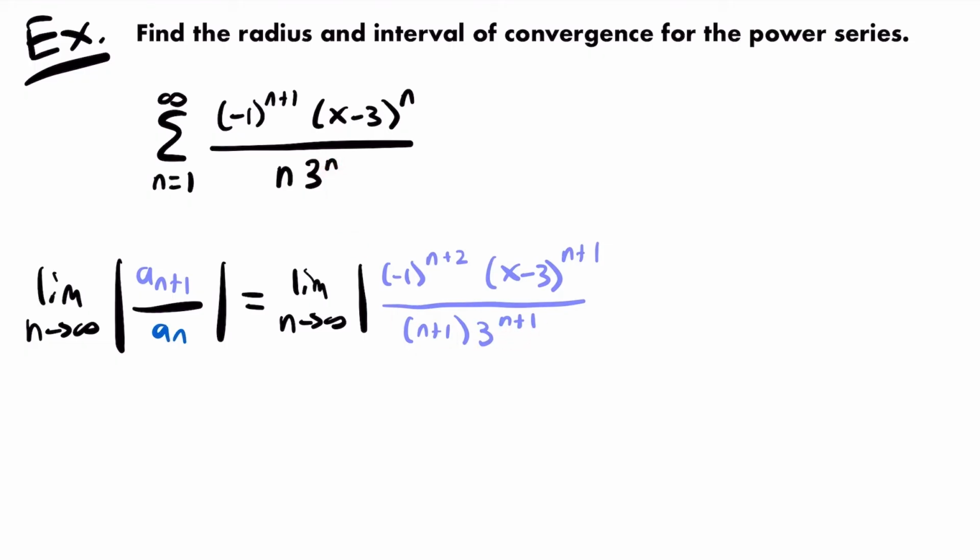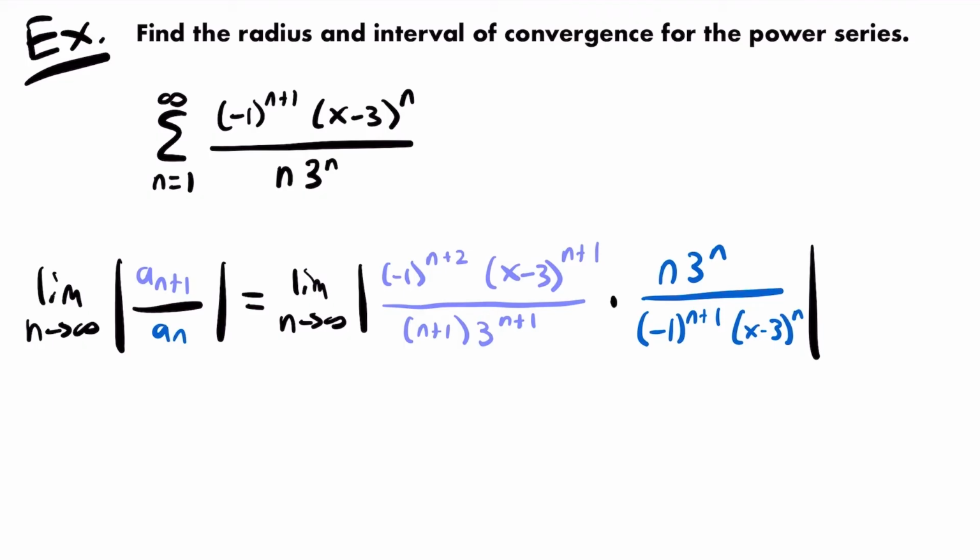Okay? And now we're going to divide a sub n plus 1 by a sub n, or what we can do is multiply by the reciprocal of a sub n, and that will be the same thing, right? Dividing by a fraction is the same as multiplying by its reciprocal. And so this up here is a sub n, so we're just going to flip the numerator and denominator. So we're going to have n times 3 to the power of n divided by negative 1 to the power of n plus 1 times x minus 3 to the power of n. Okay? And so now we have our limit that we need to evaluate.